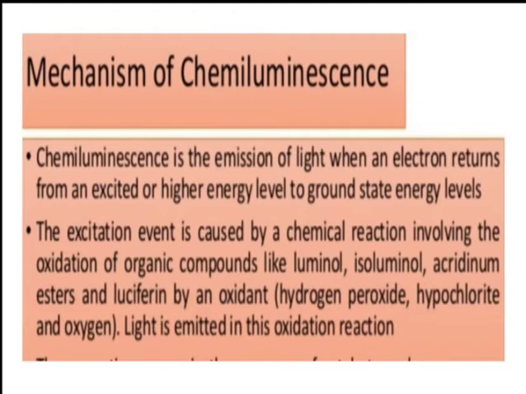Next is the mechanism of chemiluminescence. Chemiluminescence is the emission of light when an electron returns from an excited state or higher energy level to the ground state. The excitation event is caused by a chemical reaction involving the oxidation of organic compounds like luminol, isoluminol, acridinium esters and luciferin by an oxidant. Here, oxidants are of various types like H2O2, hypochlorite and oxygen. Light is emitted in the form of a photon.